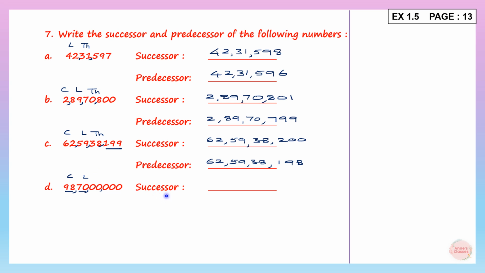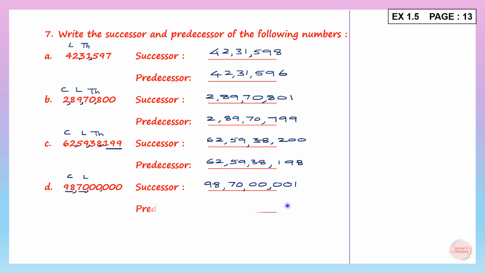To find the successor, we just have to add 1 here. 0 plus 1 is 1. So everything else remains the same. So let's write 98 crore 70 lakh. Now there's nothing in the thousands place, so 2 zeros. Nothing in the hundreds place, the tens place. Only in the ones place we will put 1. So what's our number now? 98 crore 70 lakh 1.